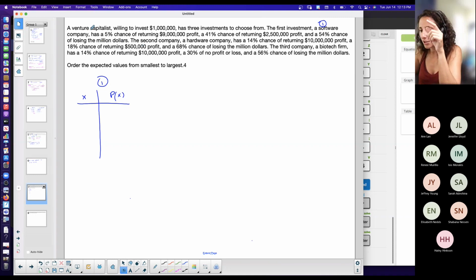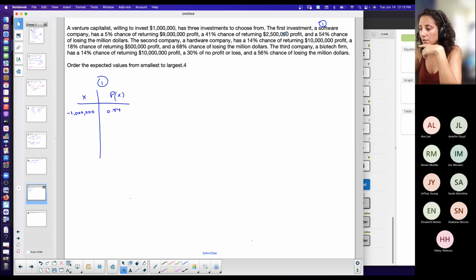So looks like he has 3 outcomes that can happen. He can either get $9 million profit, or he can get $2.5 million profit, or he can lose his $1 million. So if I'm going from least to greatest, the first outcome would be the loss. So let's lose $1 million. That sucks. But obviously, that's a possible outcome. And the probability of him losing, he has a 54% chance of losing the $1 million, 0.54. I hope that $1 million is not his life savings.